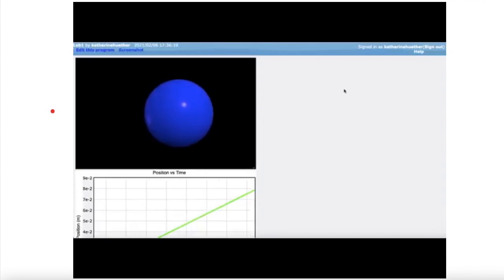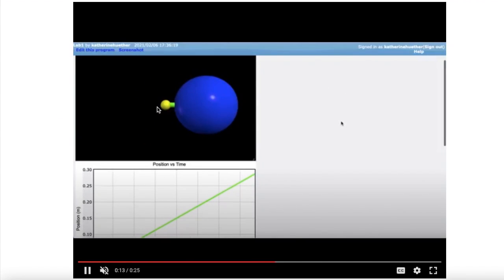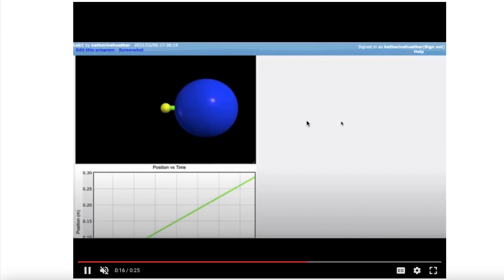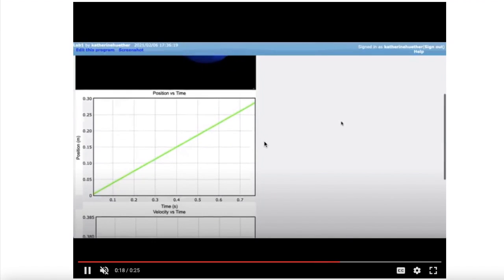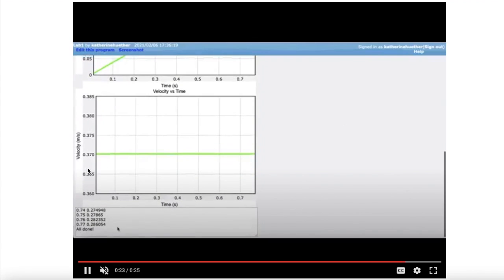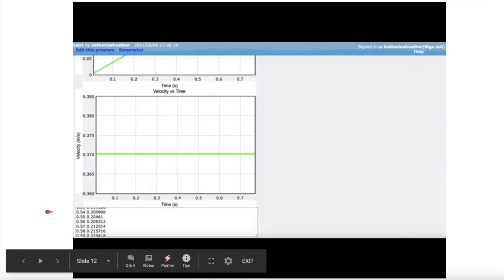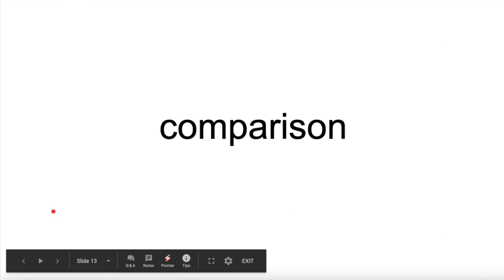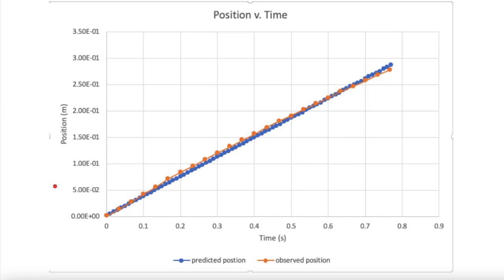and we get here the ball moving along the x-axis as we observed. Here we have a graph of position versus time and velocity versus time, which is constant. And then our values are printed out below. Now we can compare the two. We have our predicted position in blue and our observed position in orange, and we can see that they are essentially the same line, and that shows that we have a constant velocity.